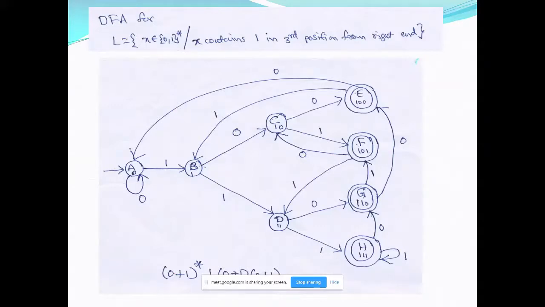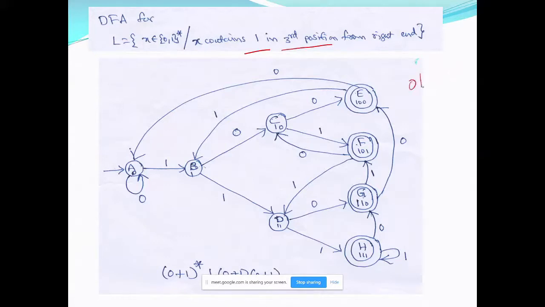A bigger DFA. So you can just have a look at it. This is for: X contains 1 in third position from the right end. Or I can say 1 0 0 1 0 1, X ends in 1 0 0 1 0 1 and so on. Instead of specifying all those things, I'm saying from the third symbol.